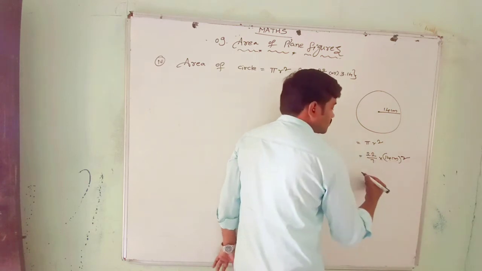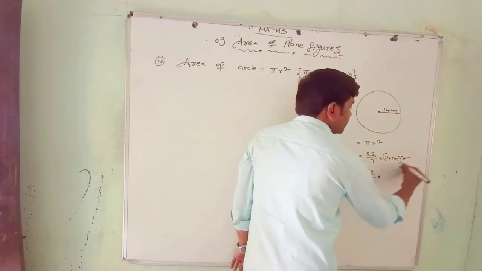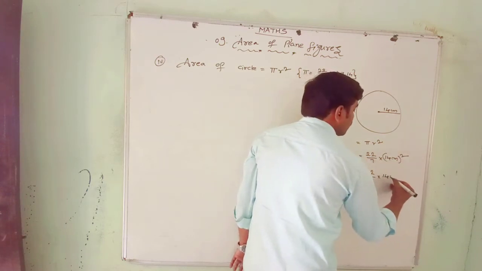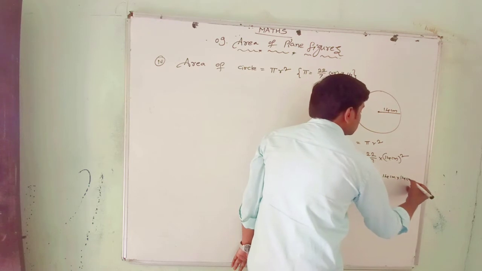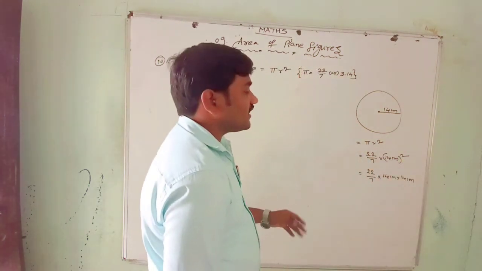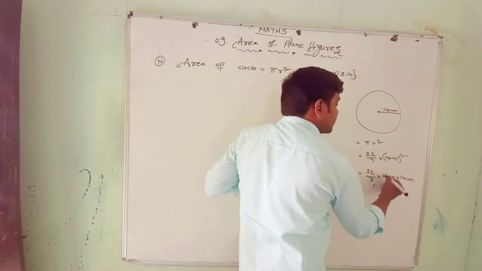That means here 22 by 7 into 14 centimeter into 14 centimeter. That will be known as centimeter square. So 14 centimeter into 14 centimeter, I will write 2 times. Instead of writing 196, I will write 2 times, so it is easy to be cancelled like this.